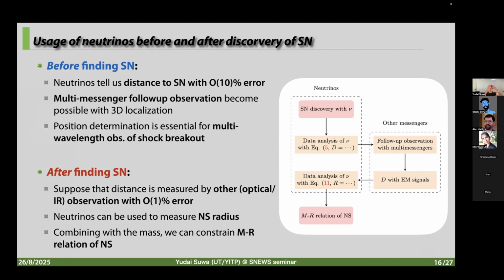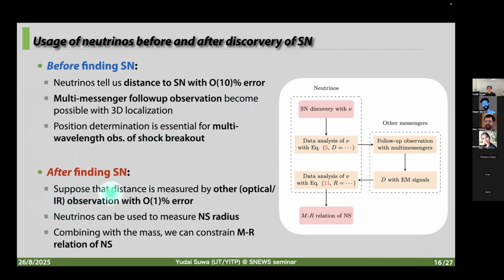But if we have a large field of view telescope like LSST, then we don't need the precise sky position. But when we want to use an X-ray telescope or radio telescope, which has a small field of view, sky position is pretty crucial for the follow-up observation. So the distance or direction information before finding the supernova is essential for follow-up observation. After finding the supernova, the story completely changes.